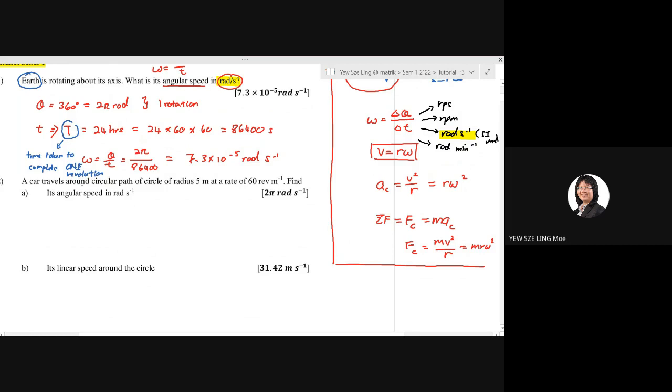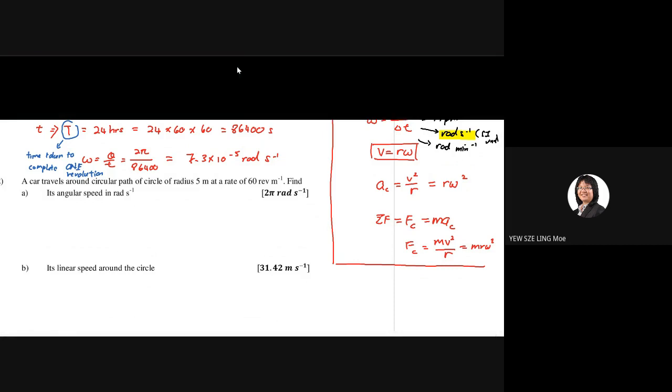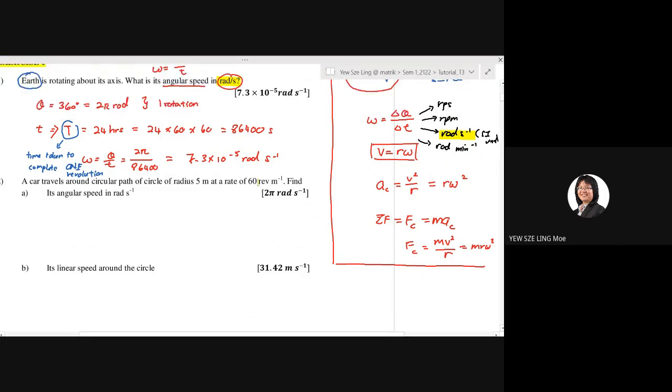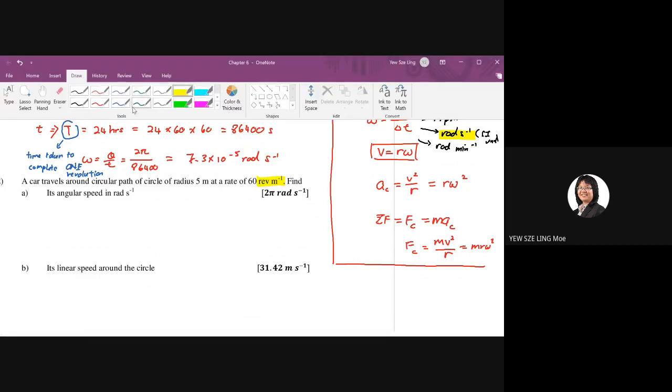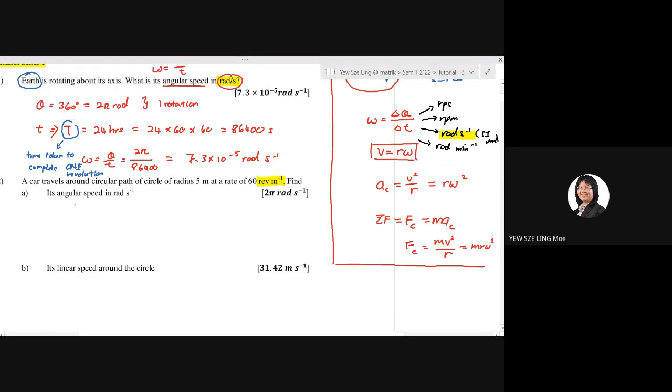So a car travels around a circular path of radius 5 meters at a rate, now you see, you got a unit in terms of rev per minute, which means revolutions per minute. So find its angular speed in terms of radian per second. So it wants you to find the angular speed in terms of SI unit, but it is given in revolutions per minute. So the omega given is 60 rev per minute.